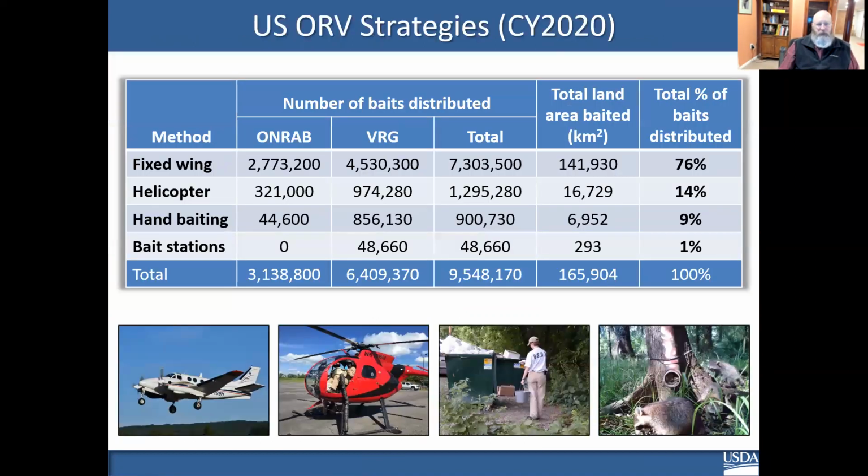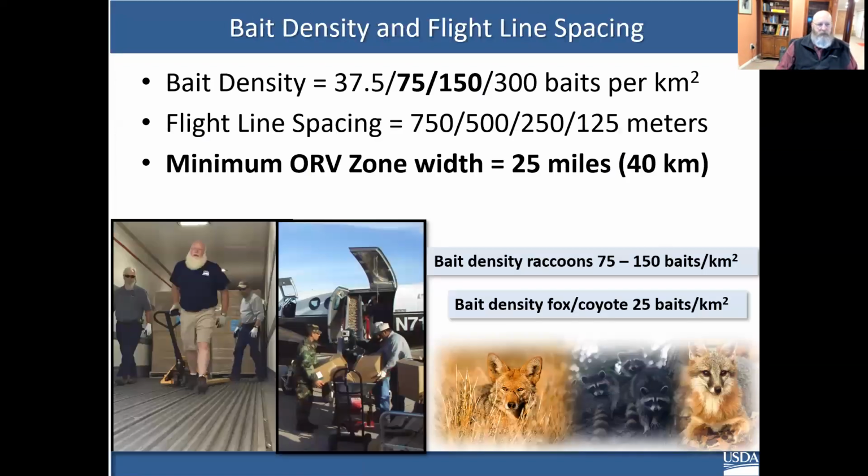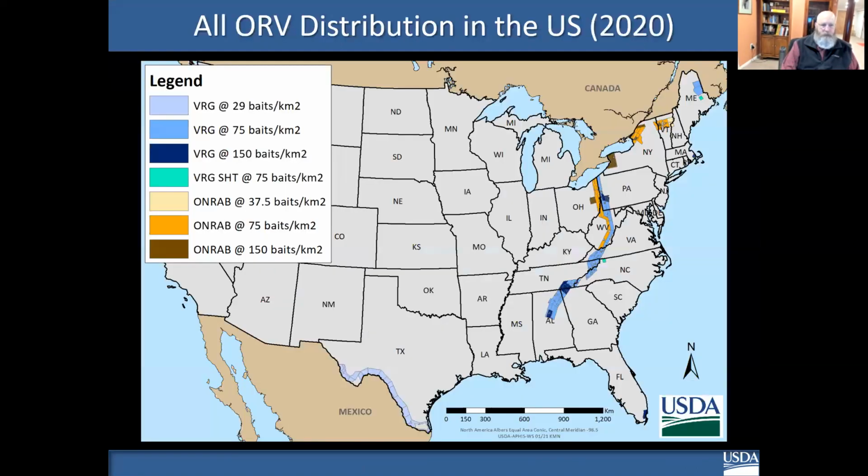We primarily distribute baits through fixed wing aircraft, but we have also been continuing to increase the use of helicopters in the urban-suburban interface, and then hand baiting in the really highly developed areas. Different bait densities, different flight line spacings, but generally our zones are going to be a minimum of 25 miles wide. This is what our zone looked like in 2020.